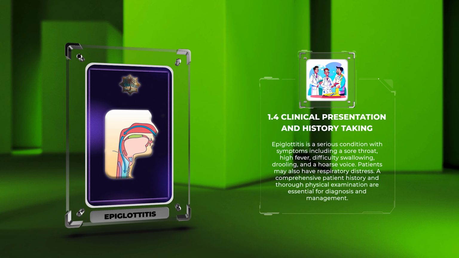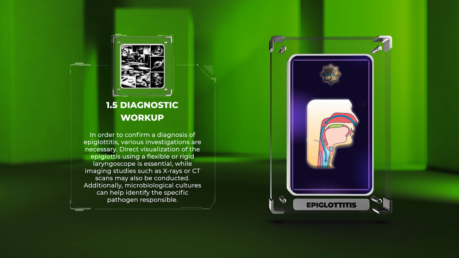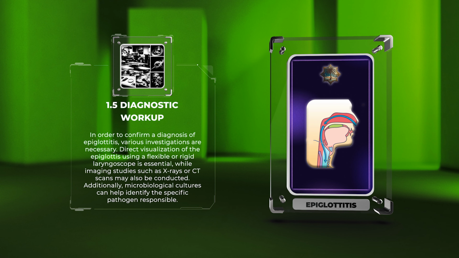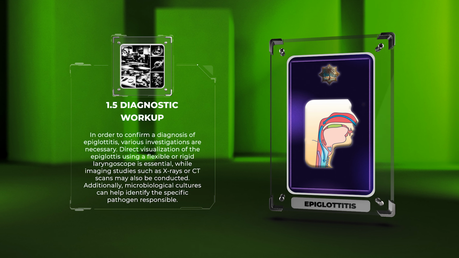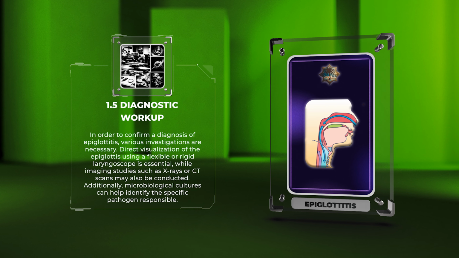In order to confirm a diagnosis of epiglottitis, various investigations are necessary. Direct visualization of the epiglottis using a flexible or rigid laryngoscope is essential, while imaging studies such as X-rays or CT scans may also be conducted. Additionally, microbiological cultures can help identify the specific pathogen responsible.